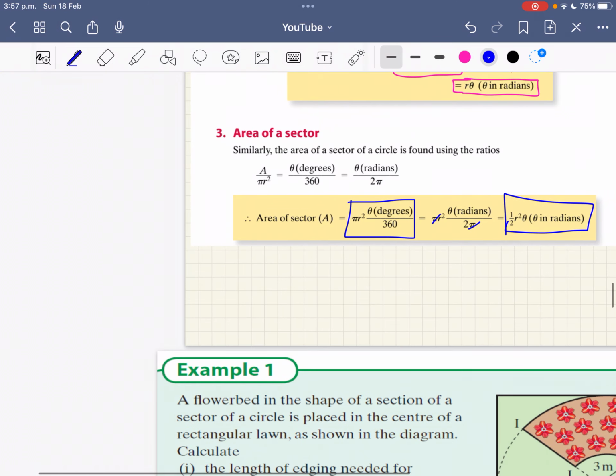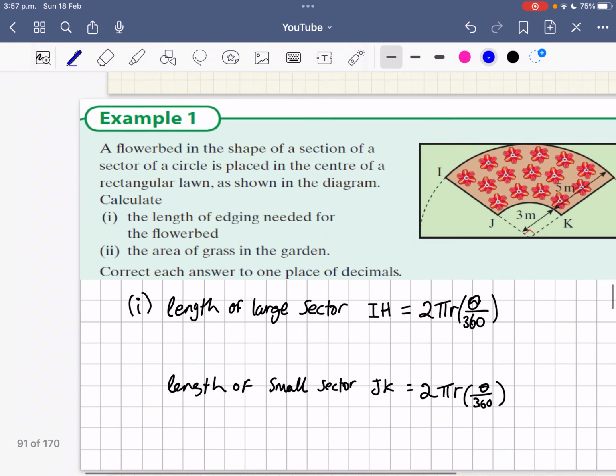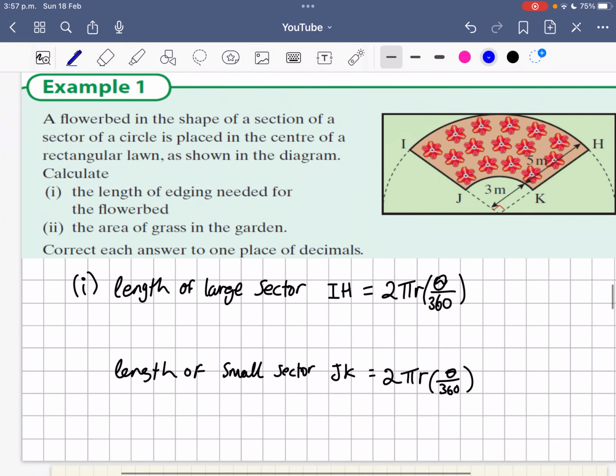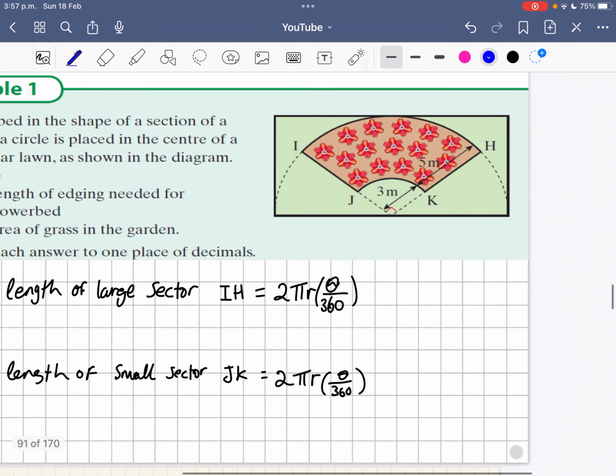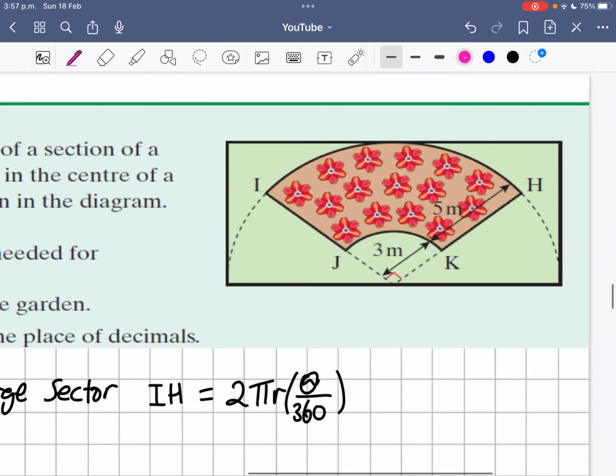So that brings us to the first example. A flower bed in the shape of a sector of a circle is placed in the centre of a rectangular lawn and is shown in the diagram. Calculate (i) the length of edging needed for the flower bed. So the flower bed is this part here.